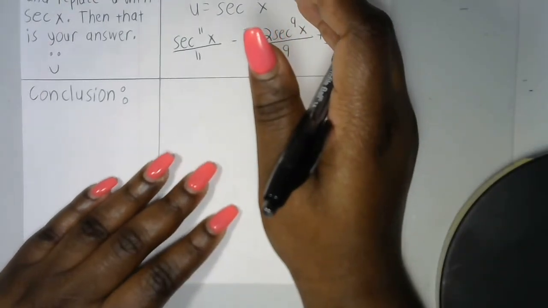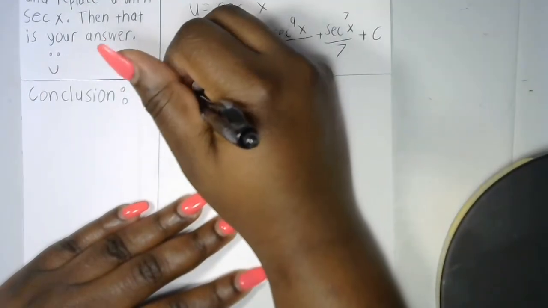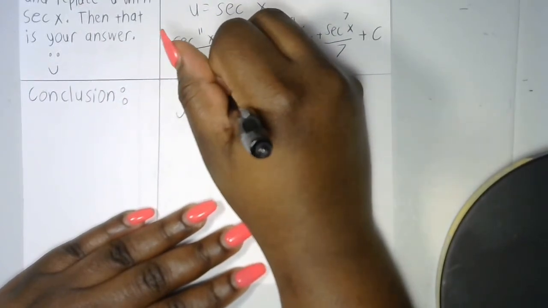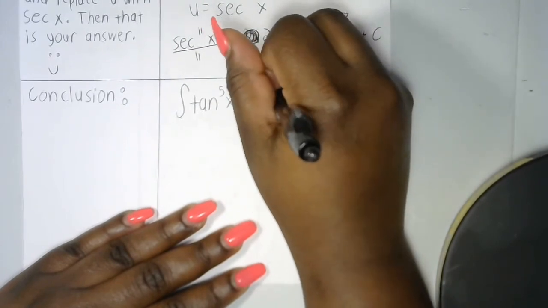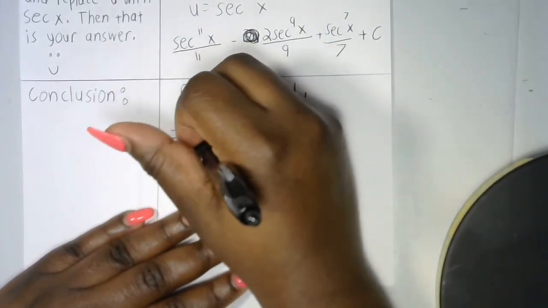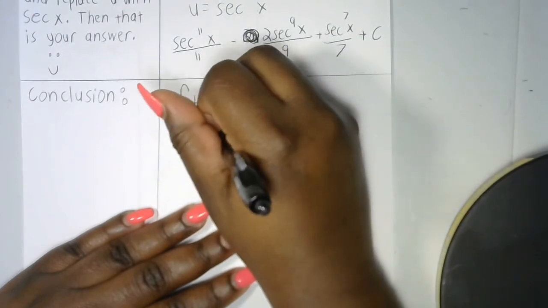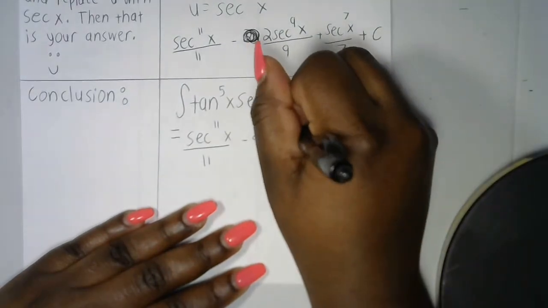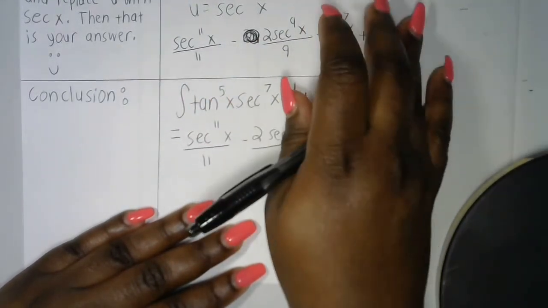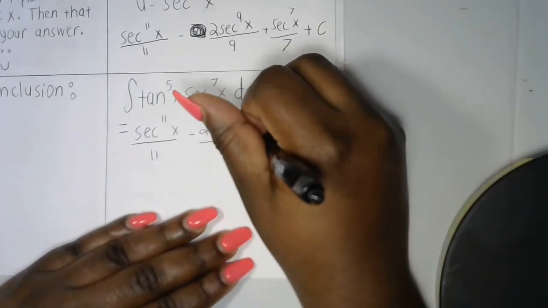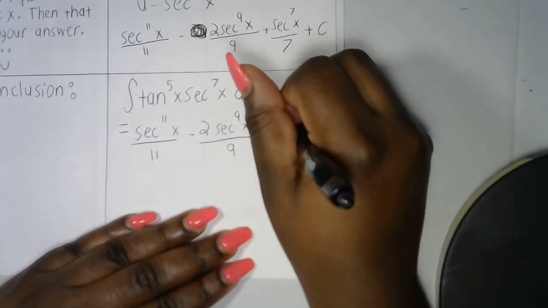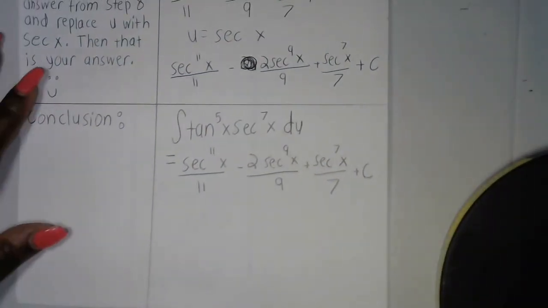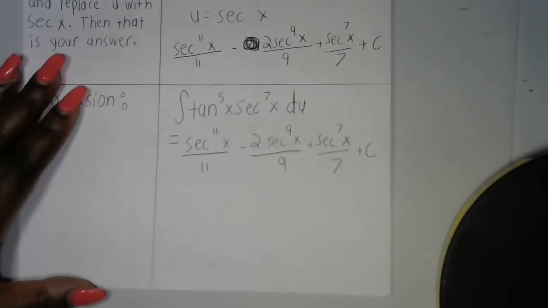So in conclusion, what we can establish with the example we just did is that the integral of tan x to the 5th power times secant x to the 7th power is equal to secant x to the 11th power over 11 minus 2 secant x to the 9th power over 9 plus secant x to the 7th power over 7 plus C. So that's the answer, and that's the conclusion we got from doing this example.